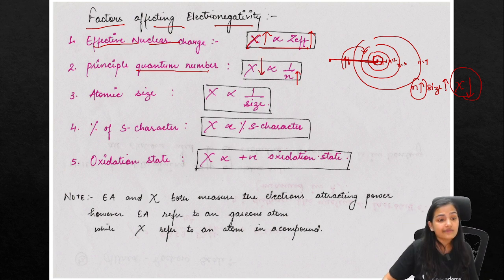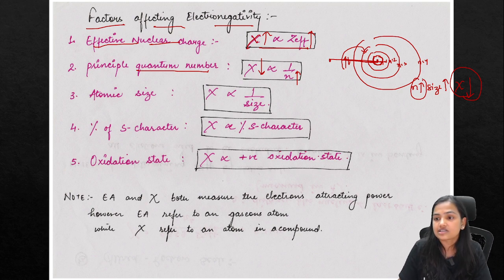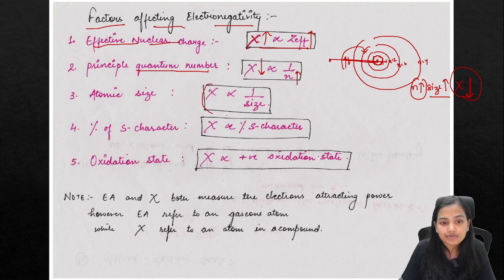Now we move on with another factor, that is atomic size. It's very obvious, just now I discussed with you. Size increases, electronegativity decreases, means inversely proportional.